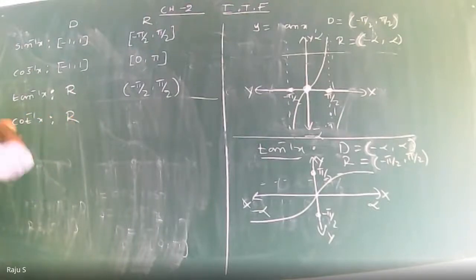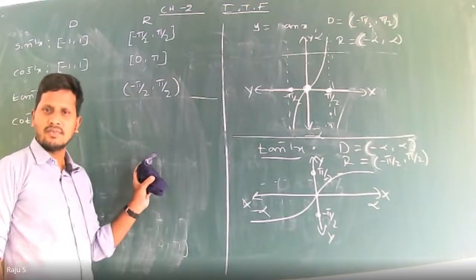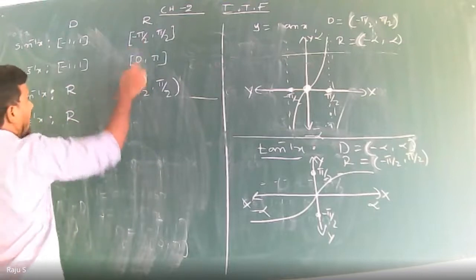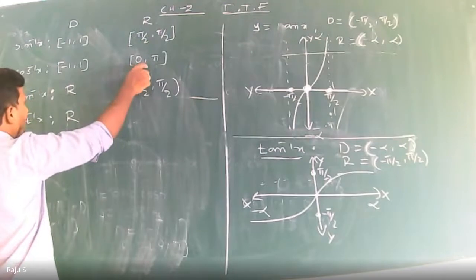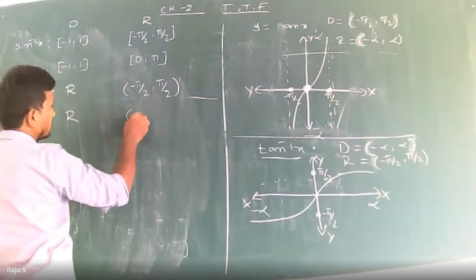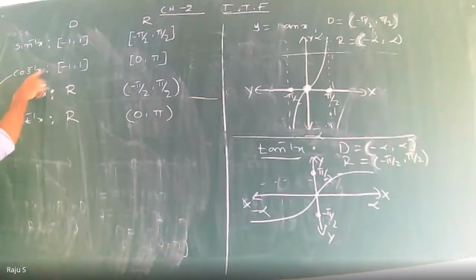For cot inverse x also, the domain will be the real numbers, from minus infinity to infinity. But what about the range? Sine is a closed interval, tan is an open interval. And cos is a closed interval, cot is an open interval. Cos inverse is closed, this one is open.